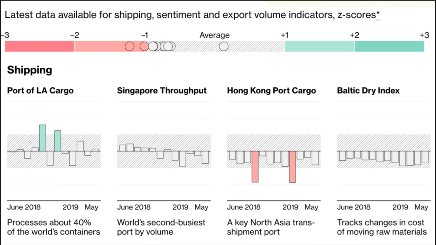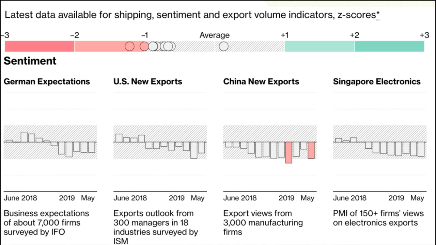There's only one on the positive side of average. There's a bunch on the negative side. There's only two in the red, but the bulk are sitting down on the wrong end of that zero. Make no mistake about it. And if we look at those numbers, some, such as LA, are lumpy. Others are definitely trending, and those trends are not grand. Here, same at the top, we've got German expectations, US new exports, China new exports, and Singapore electronics. And again, that trend is coming down.